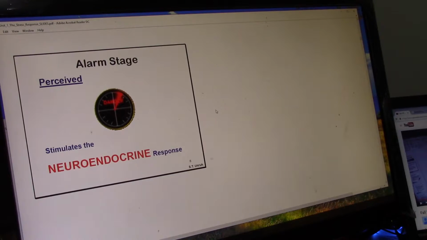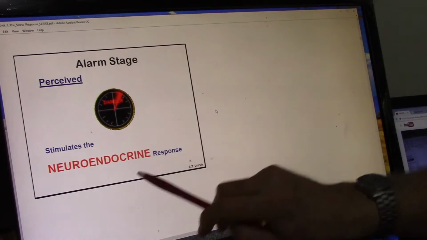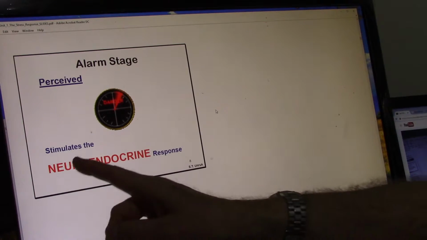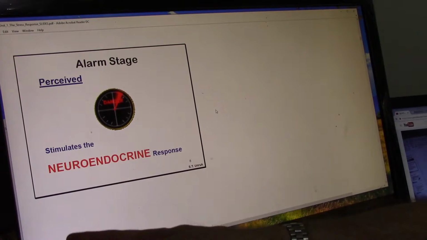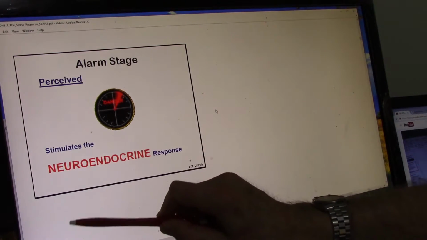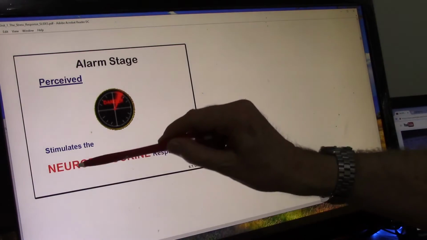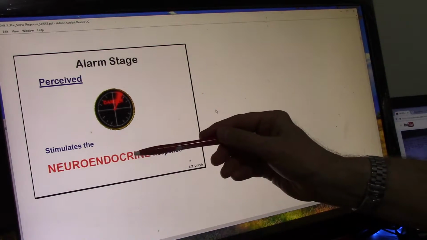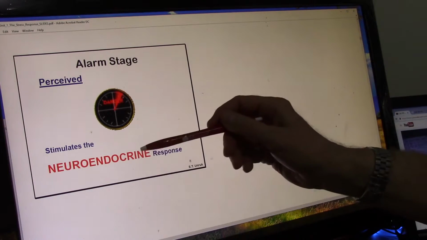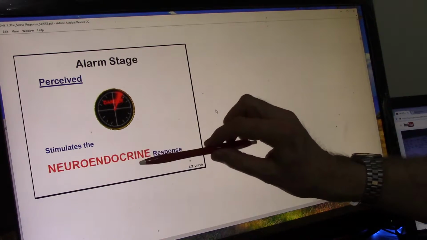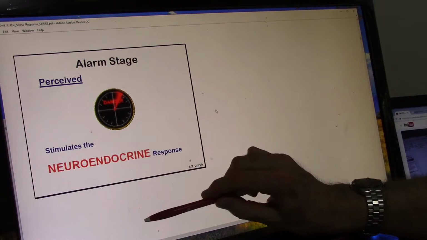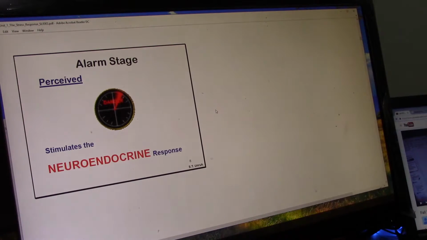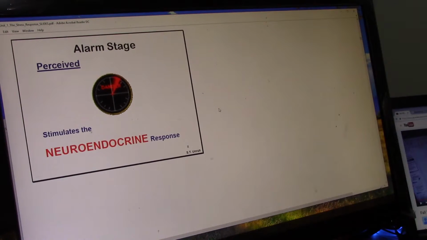Okay, the alarm stage, again, if this alarm gets bad enough, we're going to stimulate a neuroendocrine response. Remember, the neuro side is going to be norepinephrine, and that will then go down to the adrenal medulla, down into the middle of the adrenal gland, and release epinephrine. And then the endocrine response is going to be the hypothalamus sending a message to the pituitary to release ACTH. The ACTH will go down to the adrenal gland, to the crown or the cortex, and release cortisol. Okay? That's your neuroendocrine response.